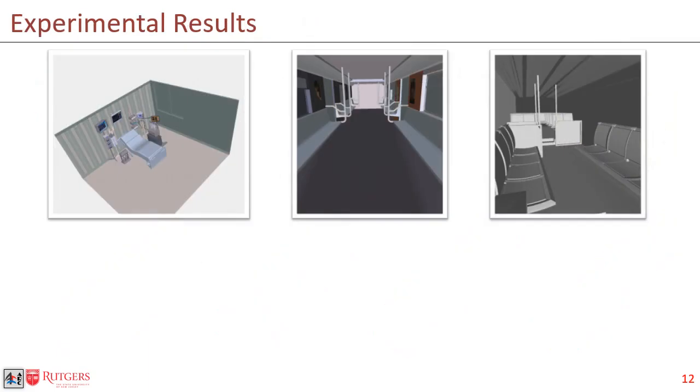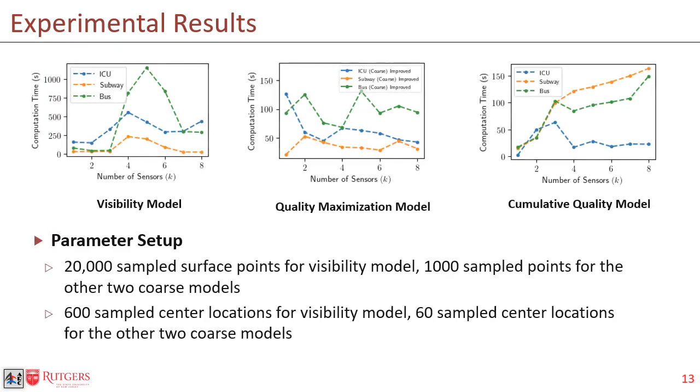Lastly, we present the computational results using 3 realistic scenarios: ICU room, interior of a bus, and the interior of a subway. For the parameter choice, we sampled 20,000 points on the surface and used 1,000 of them for the cost model. 600 candidate sensor locations were sampled with 60 used for the cost model. From the figures of running time, we can observe that most of the scenarios can be solved quite effectively with no more than half an hour for using up to 8 sensors.